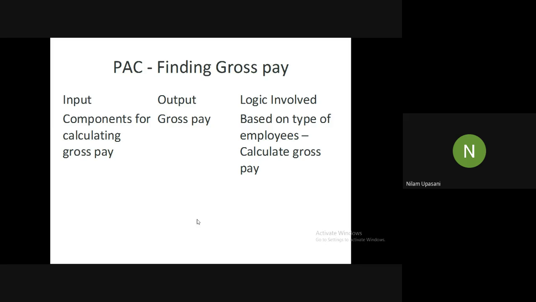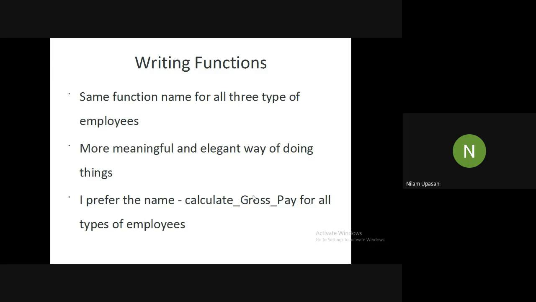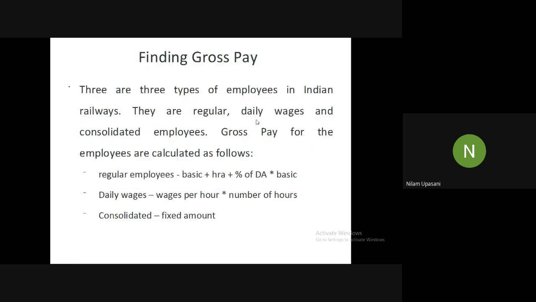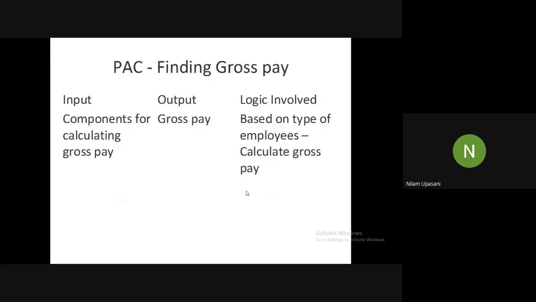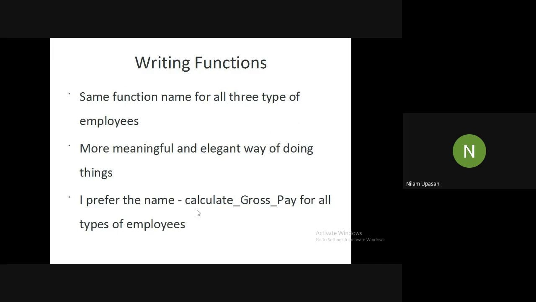Now let us come back to our function. We are trying to implement this with the help of function. Related to function, we need to understand a few points here. Same function name for all three types of employees. If we are calculating gross pay, what should be the name of that function? Calculate gross pay. The name of that function should be calculate gross pay.